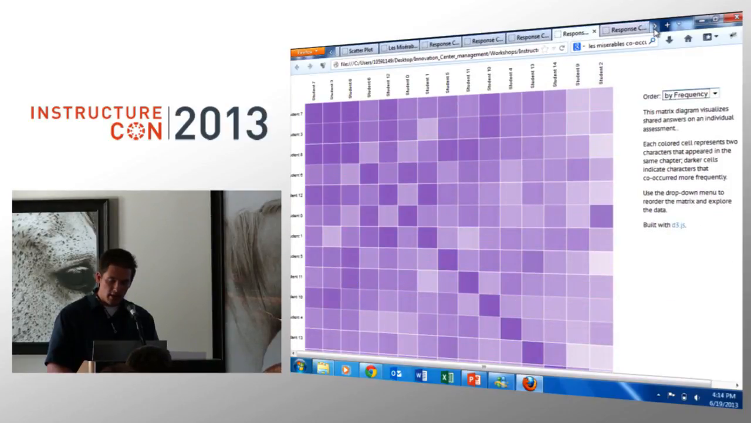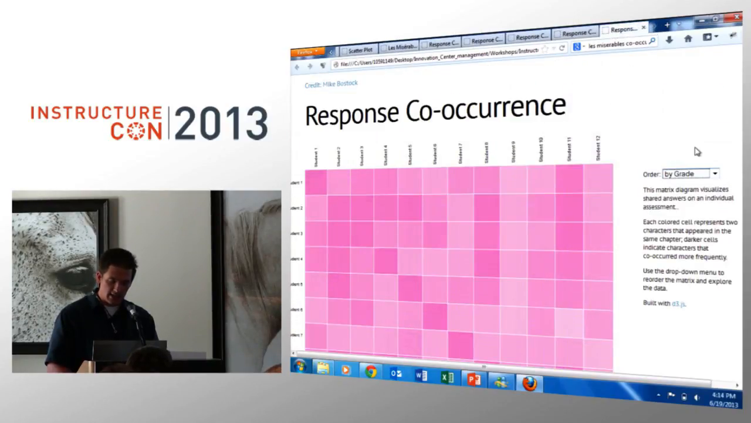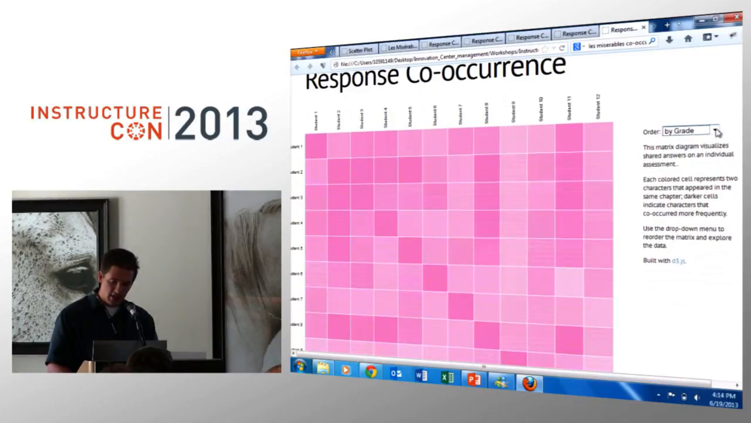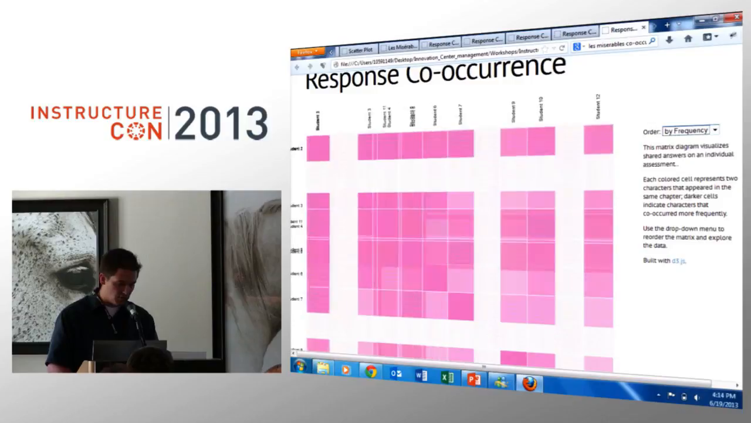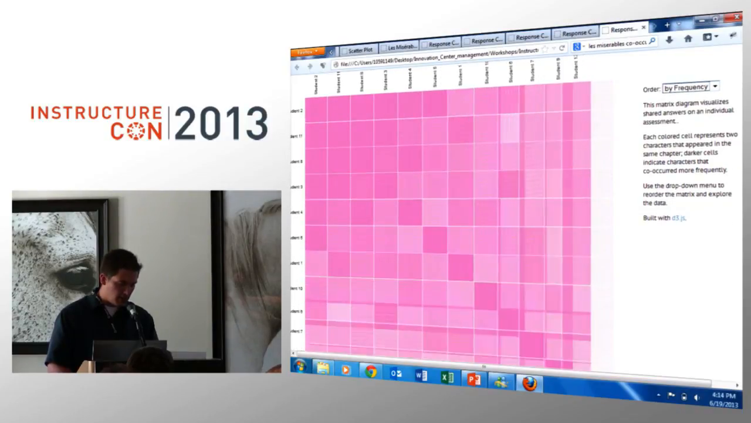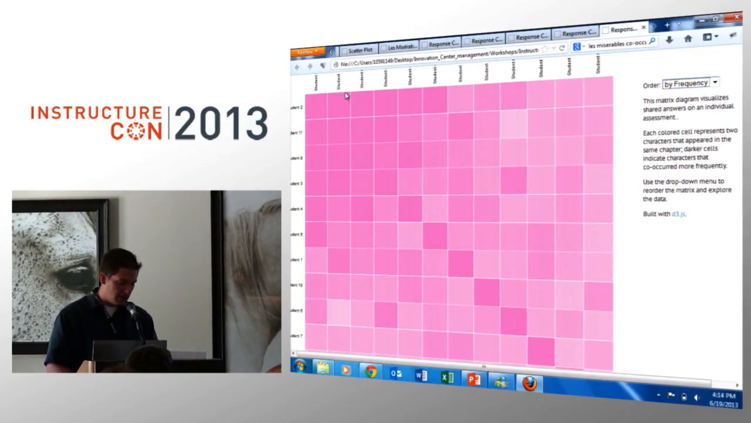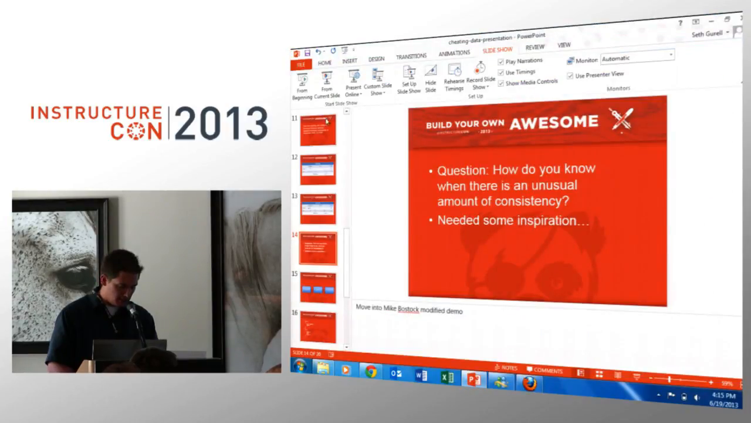By the way, I ran a second data set. This is the same assessment, but done over a previous semester. I'll again switch to frequency. And we can see in this one that there are about 5 students who share, relative to the rest of the class, a high degree of shared correct and incorrect answers. So I want to flip back to my slides and talk about this for a little bit.